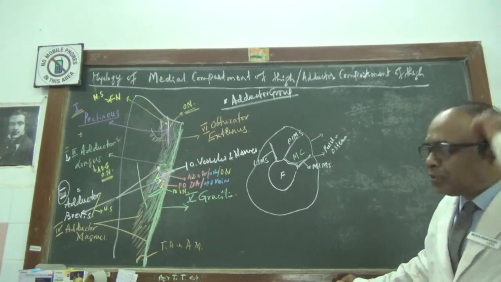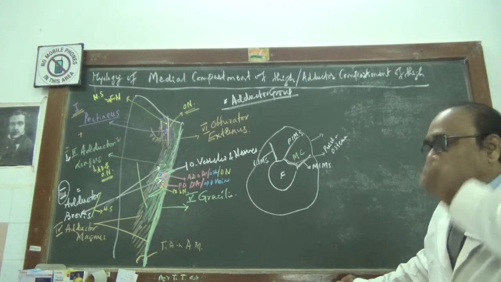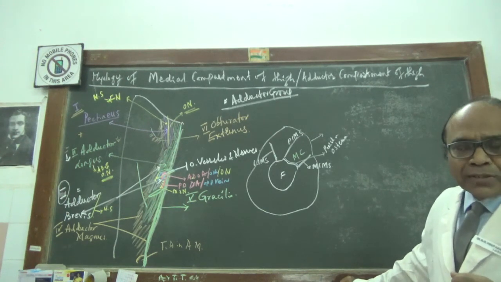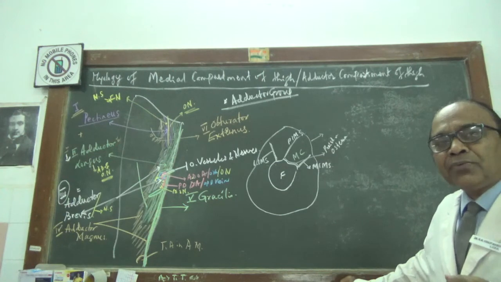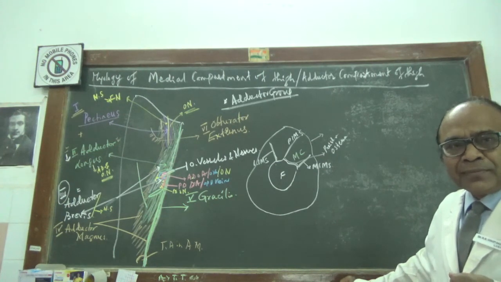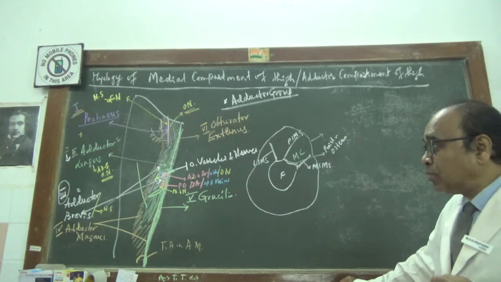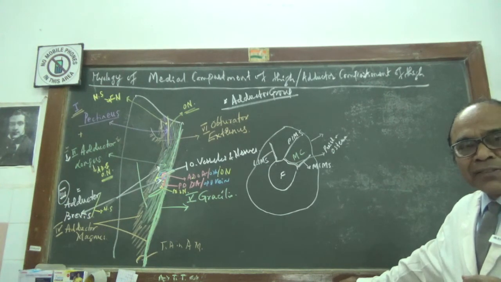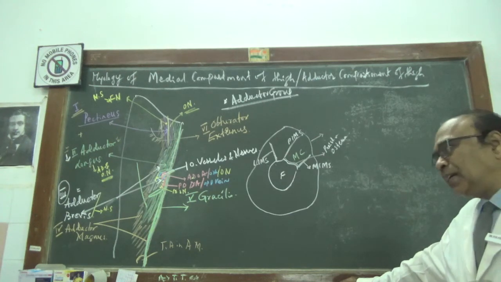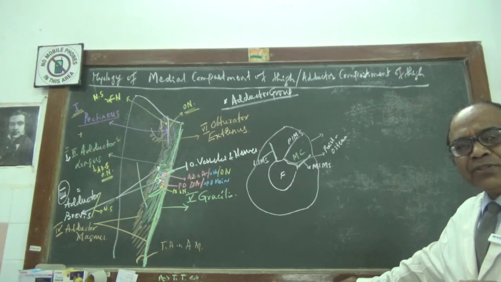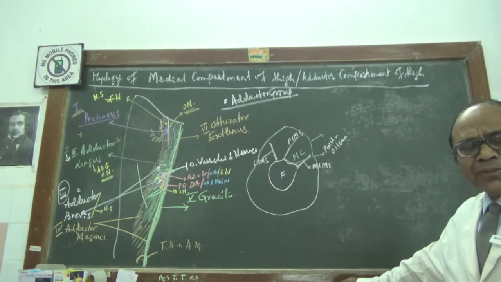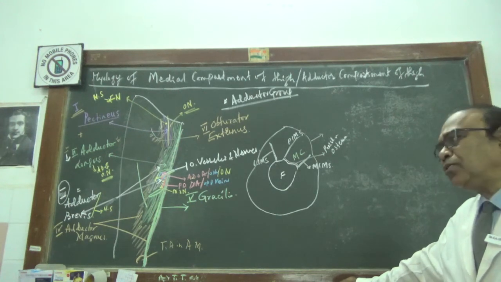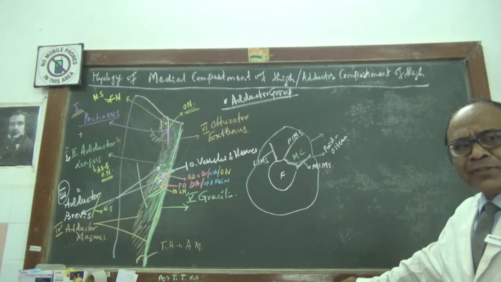The adductor magnus is so named because it is comparatively much bigger, and it occupies a much larger space than the other two muscles in the adductor variety, that is the adductor longus and the adductor brevis.